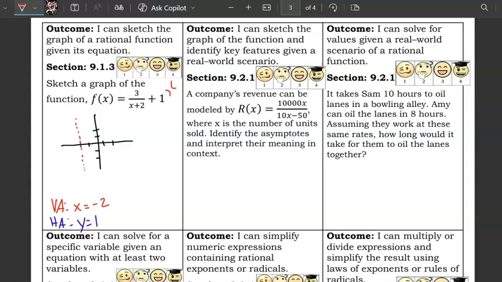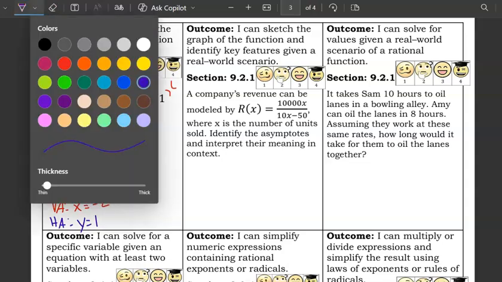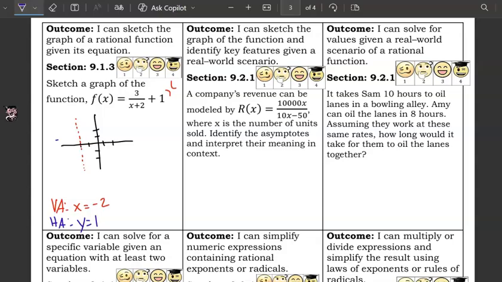Here's our vertical asymptote, and then our horizontal asymptote. From there, we could draw that general shape. If it had a negative where the 3 is, it would just be flipped. These would reflect over this axis right here. Or actually either axis.